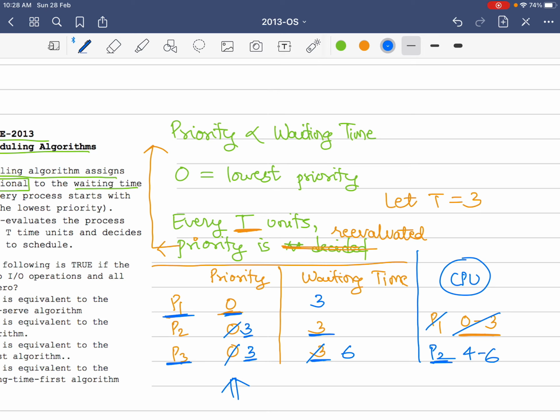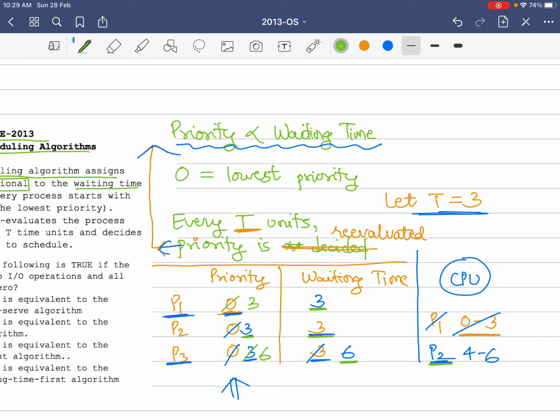Now, after every 3 seconds, priority will be re-evaluated using this equation. It is directly proportional to waiting time. So what is the waiting time here now? The waiting time is 6, so this will become 6. The waiting time is 3 because P2 is with the CPU, so this will remain 3 only. And here the waiting time is 3, so this will now become 3.